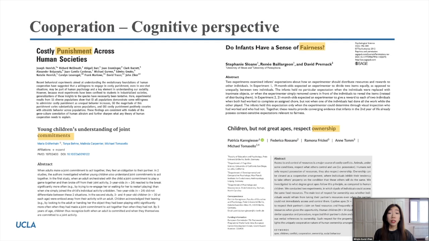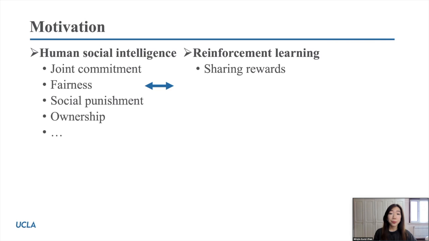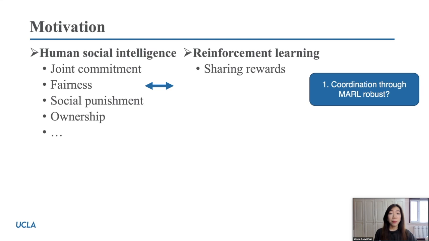However, from a cognitive perspective, cooperation is more complicated than simply sharing rewards. Many factors, including punishment, commitment, fairness, and ownership, are considered necessary to support human cooperation. With this contrast between human social intelligence and the reinforcement learning approach, we're curious: without these complicated concepts, and simply through sharing rewards, is the coordination model through multi-agent reinforcement learning robust?